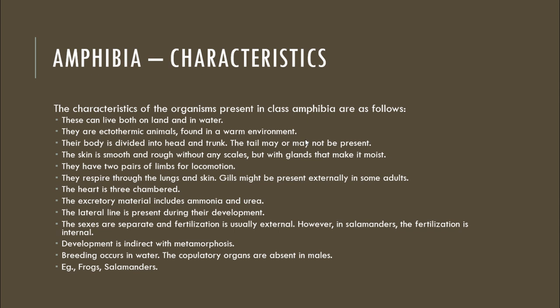The sexes are separate and fertilization is usually external. However, in salamanders, fertilization is internal. Salamander actually looks like a reptile. It looks like the lizard. If you browse it now, you see a lizard-like being. Development is indirect with metamorphosis. Breeding occurs in water, in the sense of giving birth to their young ones. The copulatory organs are absent in males. So frogs and salamanders are here.